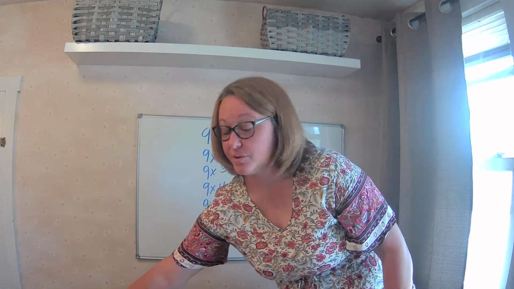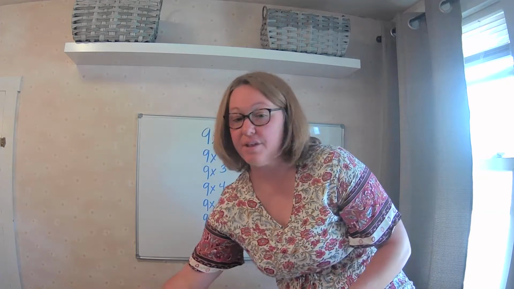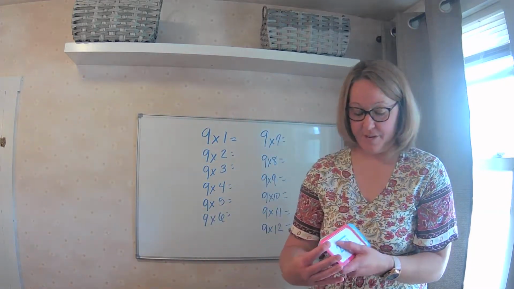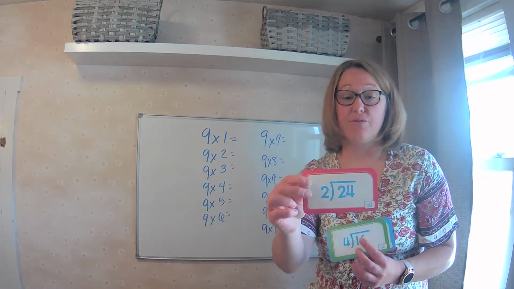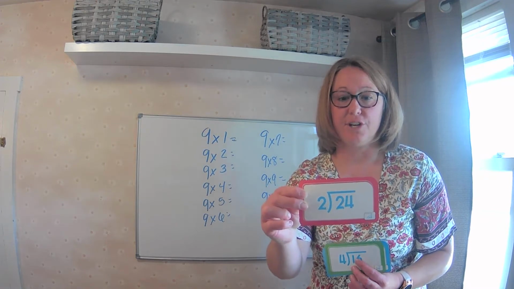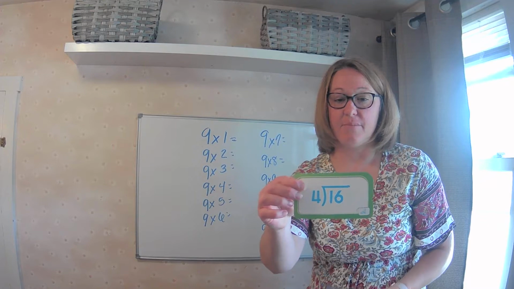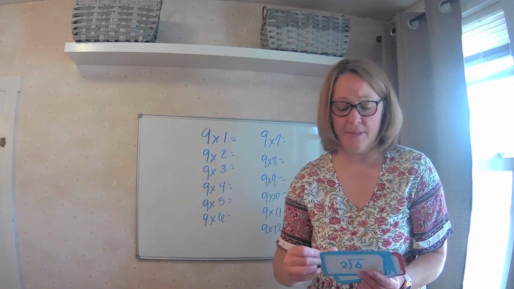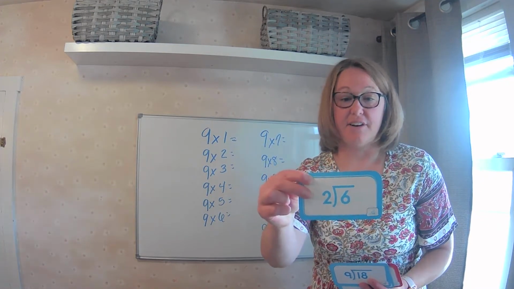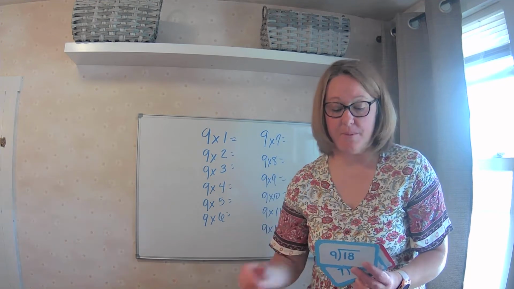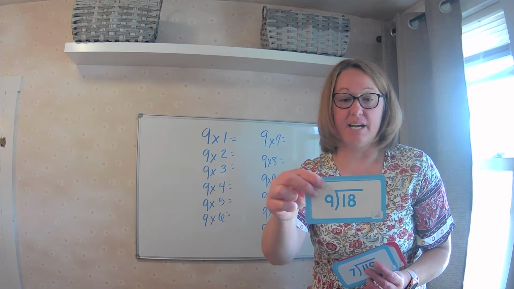We're going to do some quick division cards to start off with. Let me get a hold of them here. I have 24 divided by 2. Very good, 12. All right, I'm going to try to go a little faster. 16 divided by 4, 4. 6 divided by 2, 3. 18 divided by 9, 2.